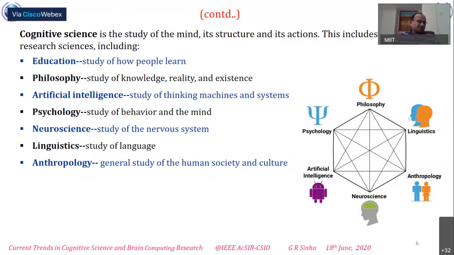Then neuroscience, the study of the nervous system; linguistics, the study of language; anthropology, the general study of human society and culture. Human society, how we are supposed to behave in a society, how we respect a particular culture, but we respect other cultures as well. Our human brain is so sensitive that we respect the culture, the society, the values, and accordingly we act and behave in the society. So our behavior and activity are all governed by these things, and therefore these are important domains, other subject areas under a common platform called cognitive science.